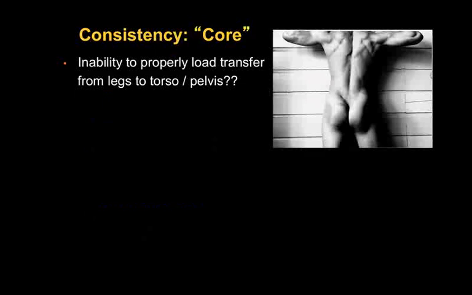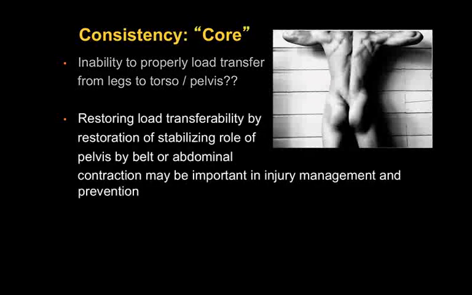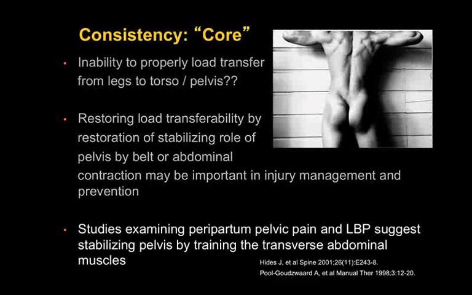What other consistency is there in the literature with regards to core stability as a decrease for risk for muscle injury? Well, there's a thought that there's an inability to load transfer from the legs to pelvis and torso, and restoring load transferability by restoration of stabilizing muscles of the pelvis by belt or abdominal contraction may be important in injury management. And studies examining peripartum pelvic pain and low back pain suggest that stabilizing the pelvis by training the transverse abdominal muscles or by belting may improve the load transferability and therefore decrease.